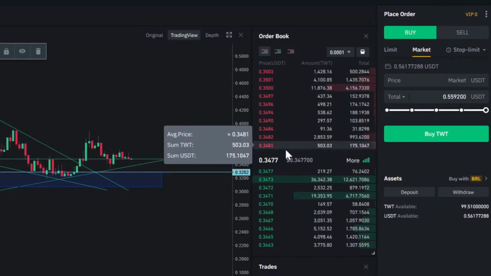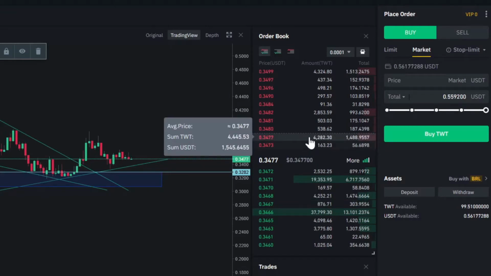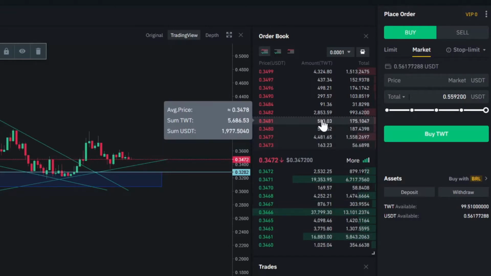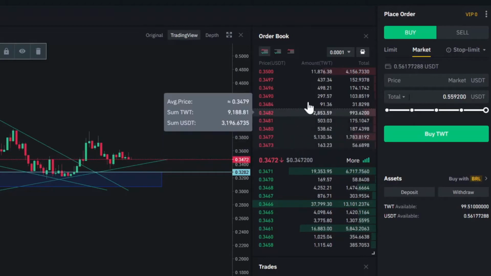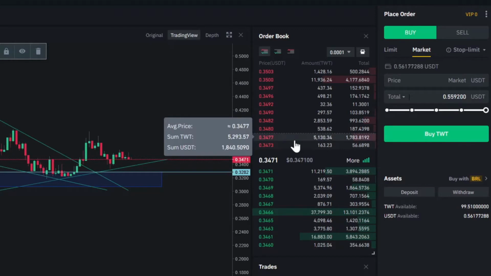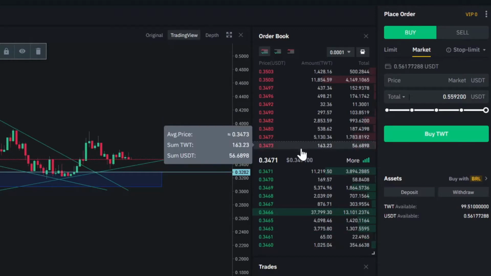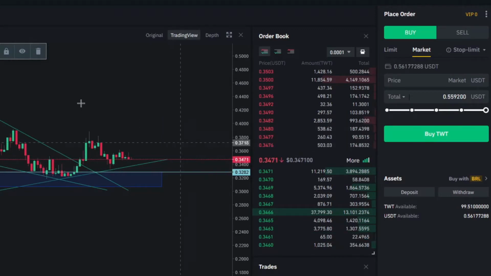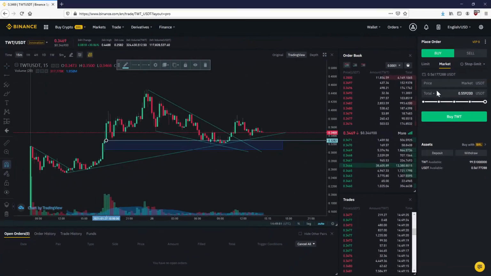So if this first order is not enough to fill your order, it will simply proceed to the next one, and proceed to the next one, until your order is completely filled. So no particular price, you will only get an average price when your order is completely filled. So it is a market order. It executes at whatever price the market is trading at that particular time. That is that. And we have the stop limit.